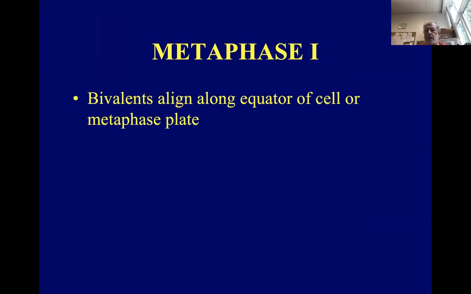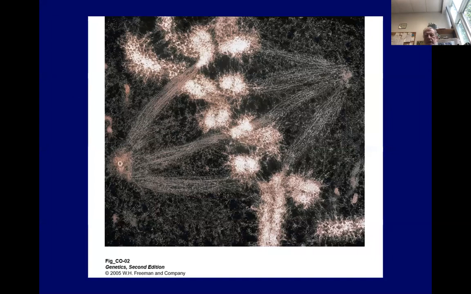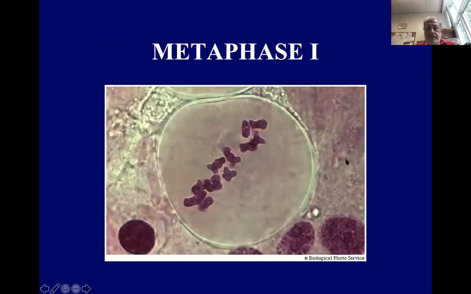Here, bivalents line up along the equator of the metaphase plate. The spindle apparatus completes formation. Here's the spindle apparatus. The light things running down the middle are the chromosomes, and the darker things attached to them are the spindle fibers, which of course are protein fibers. And then the centrioles or centrosomes are the places where the opposite end of the microtubules are anchored and will become the nuclei of the daughter cells.